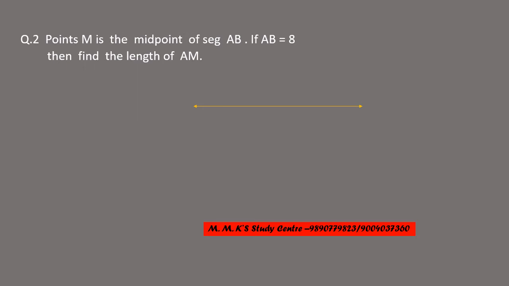Point M is the midpoint of seg AB. If AB is 8, then find the length of AM. So here is your figure. Pay attention to the figure, children. So AB is your segment and M is the midpoint. This congruent vertical line shows that AM is equal to MB.